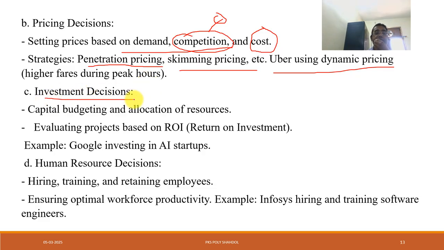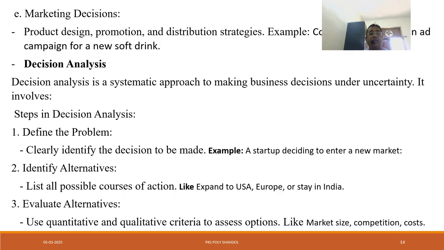Investment decision means capital budgeting and allocation of resources, evaluating projects based on return on investment. For example, Google investing in an AI startup. Human resource decision: hiring, training and retraining employees, ensuring optimal workforce productivity. Example, Infosys hiring and training software engineers. Market decision: product design, promotion and distribution strategies. For example, Coca-Cola launching an ad campaign for a new soft drink.